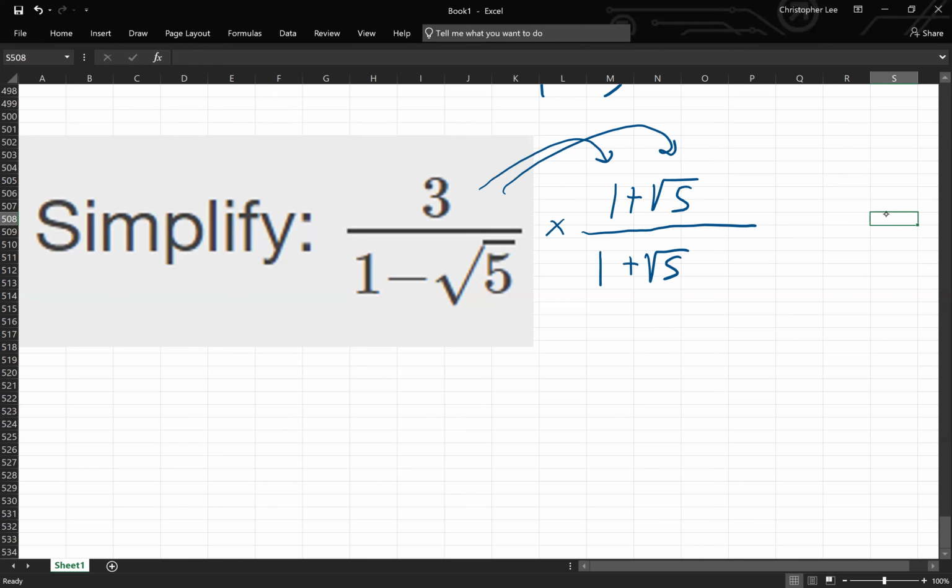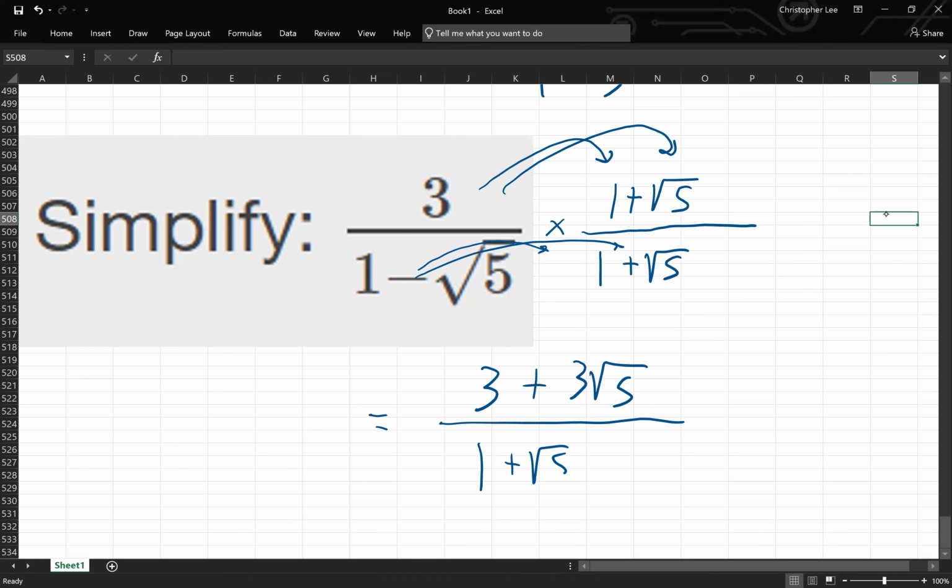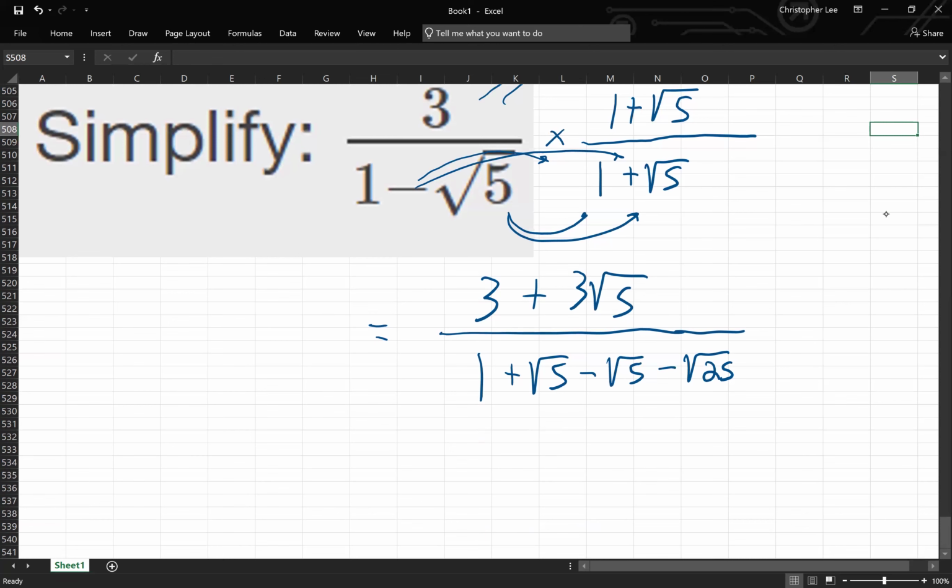The top is going to be 3 plus 3 square root 5. And on the bottom, you're going to distribute. 1 times 1 is 1. 1 times square root 5 is going to be plus square root 5. Negative square root 5 times 1 is going to be a negative square root 5. And then negative square root 5 times positive square root 5 is going to be a negative square root 25. Very simple.